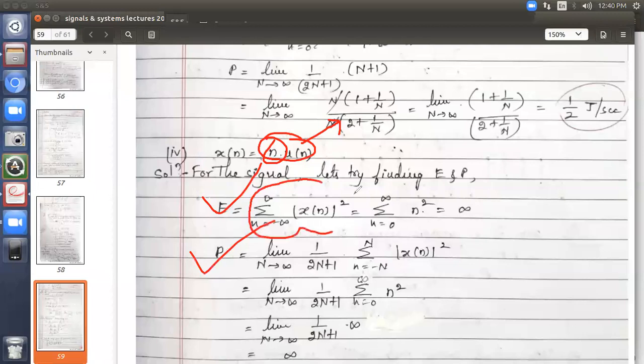Energy equation, summation of x of n square. So what is x of n? It is n into u of n, and as u of n starts from 0, the lower limit will become 0 instead of minus infinity, and x of n square is n square. So n square, n square, n square, n square, infinite times.